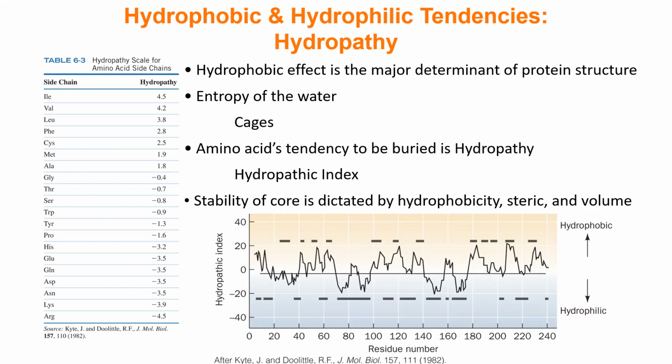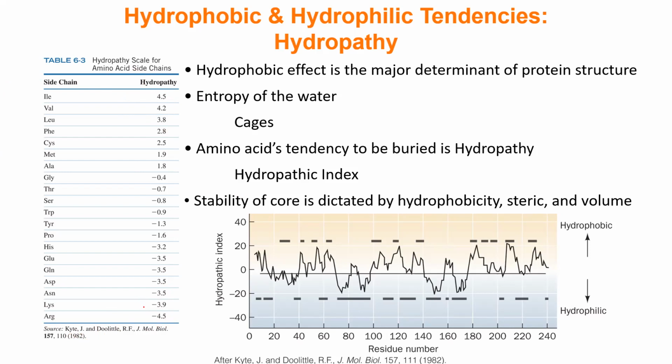And we can plot this through a hydropathic index or a hydrophobicity plot. The way this works is that on the left here, every amino acid has a number, a hydropathy number or a hydrophobicity number. And you can find a lot of different scores for these amino acids based on what study you're looking at. So this is a study from 1982. There are other studies that give amino acids different numbers.